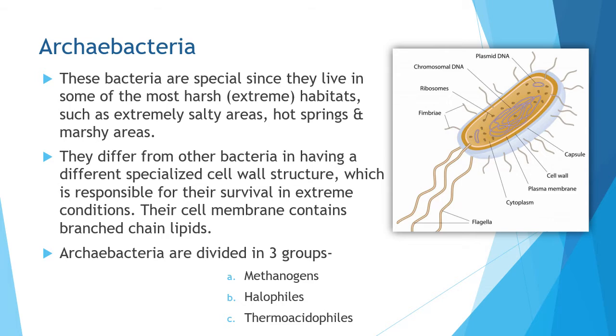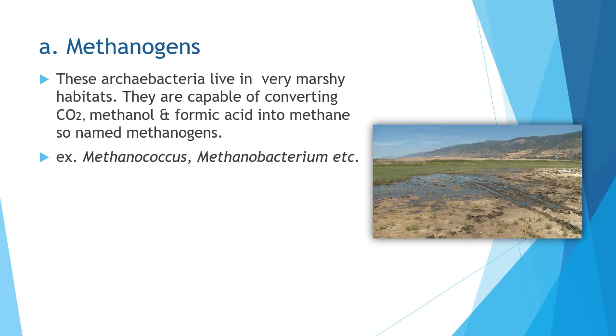Archaebacteria are divided in 3 groups mainly: Methanogens, Halophiles, and Thermoacidophiles. Methanogens. These Archaebacteria live in very marshy habitats. They are capable of converting carbon dioxide, methanol, and formic acid into methane, so they are called methanogens. Some examples of methanogenic bacteria are Methanococcus, Methanobacterium, etc.